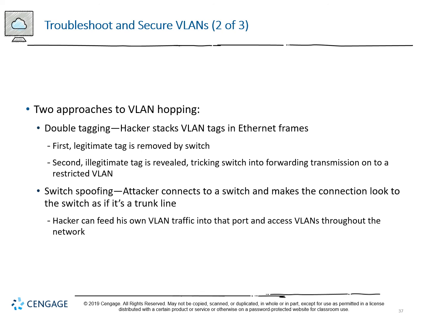There's also what's called switch spoofing, which is when an attacker connects to a switch and tries to make the connection look as if it's a trunk line. Then that VLAN traffic from the hacker can come in and try to access VLANs throughout the network using the legitimate reproduction of data flows.